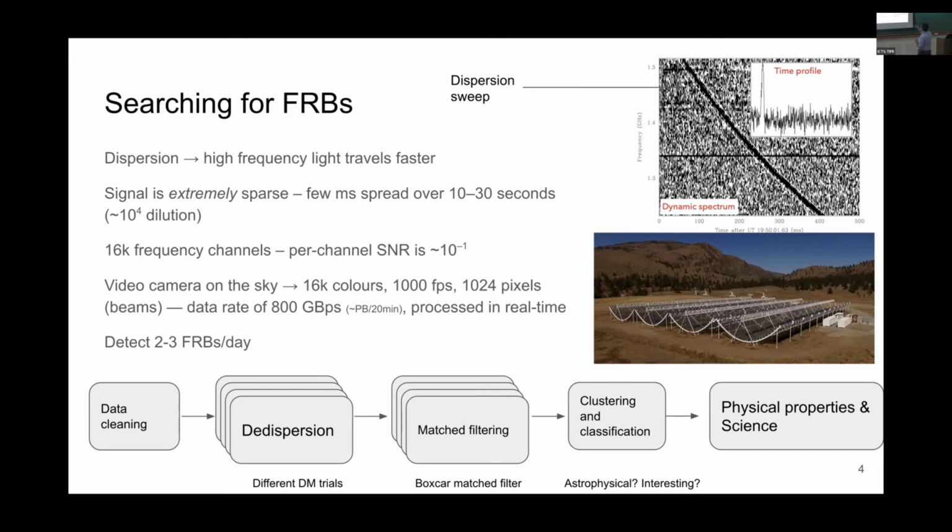So the way this CHIME telescope operates is that you're looking at a video camera on the sky, right? Instead of RGB, there's 3 colors. You have 16,000 different colors, right? And instead of taking images at 30 frames per second, you're taking 1,000 frames per second. And instead of having a megapixel camera, you have a much more modest thing. There are about 1,024 pixels, where each pixel, we call a beam, right?